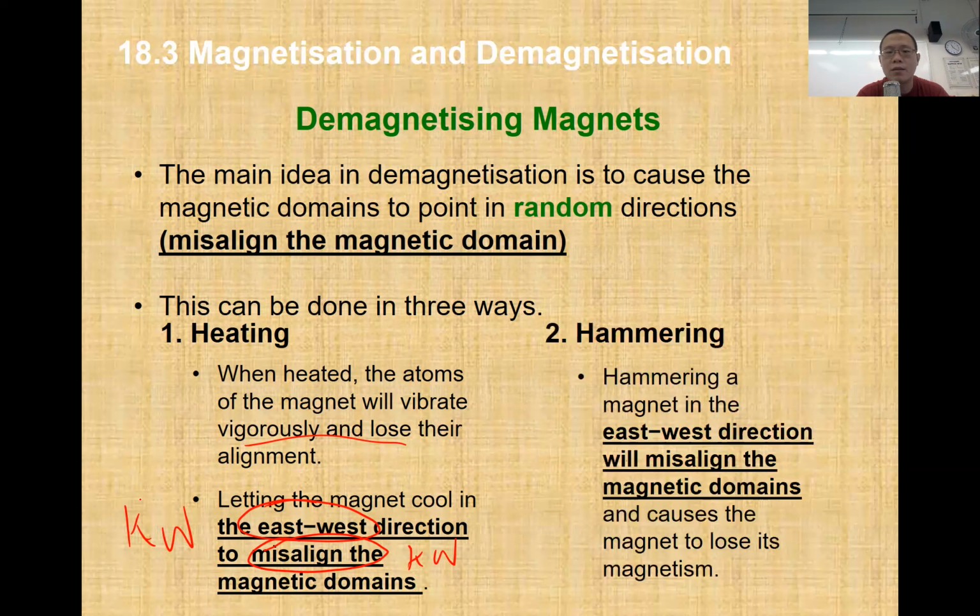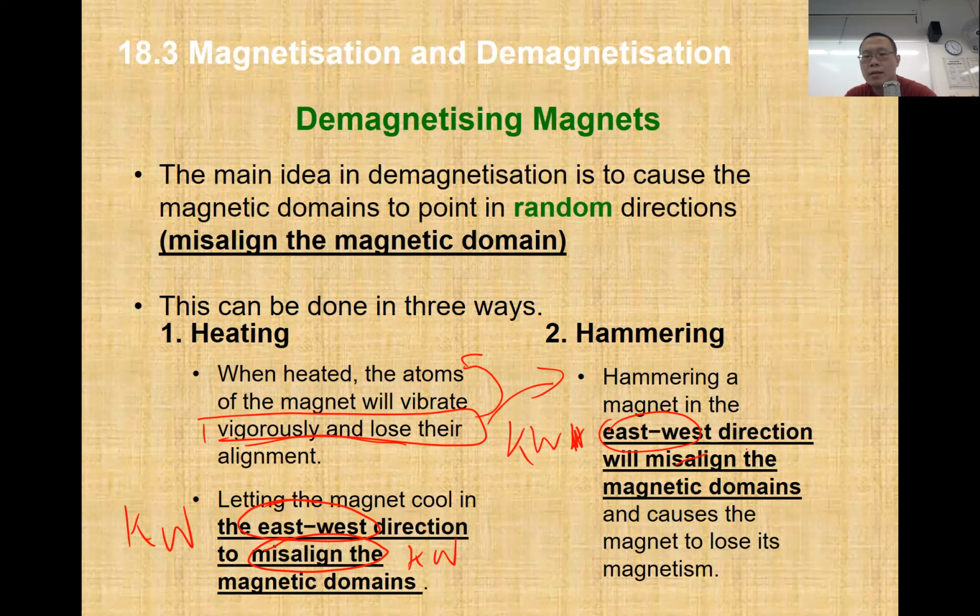The other method is hammering, which is literally hammering. What you're trying to do with hitting and hammering is the same thing: you're trying to pass energy to the domains. It causes the domains, in both cases, to vibrate vigorously and lose their alignment. So the keywords for both of them are the same. You have to do it in the east-west direction. This is what I mean by keywords.